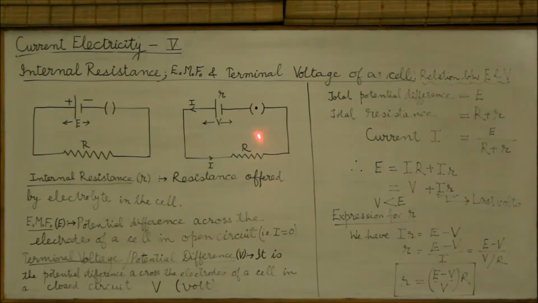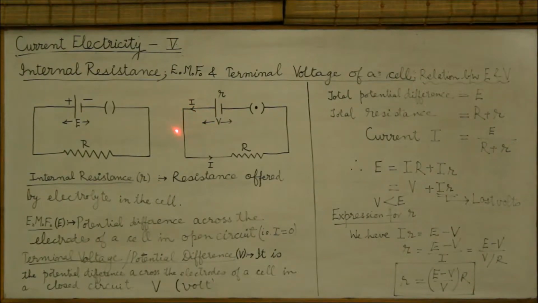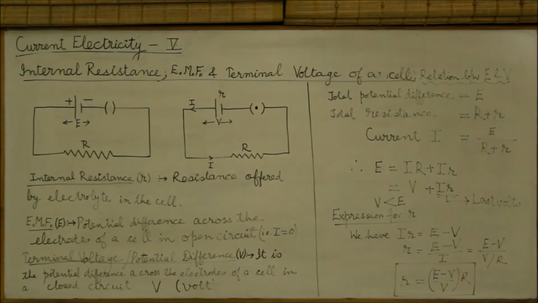On the other hand, if you close the circuit, here see the second circuit, the key has been inserted and a current I is passed through this circuit. In this case, the potential difference across the plates of a cell or the electrodes of a cell is termed as terminal voltage or potential difference. It is the potential difference across the electrodes of a cell in a closed circuit.